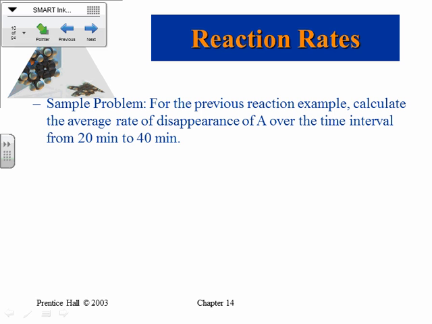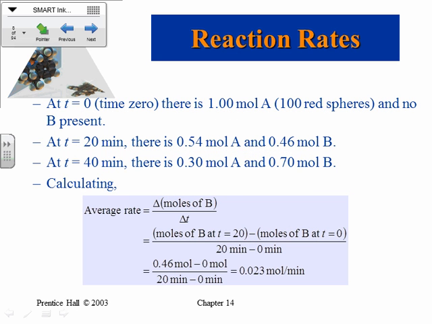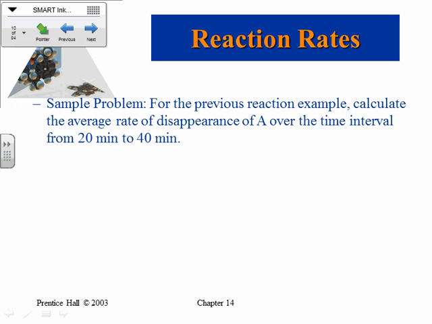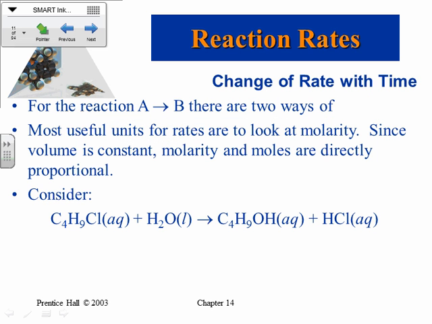So example problem here for the previous reaction, calculate the average rate of disappearance of A over the time interval from 20 to 40 minutes. Now again, this isn't hard. From 20 to 40 minutes, we're calculating the disappearance of A, right? So we would take the 0.30 minus 0.54, because you need a negative number there. And then you divide that by the time, which is 20 minutes. That would give you your rate. I'm pretty sure that is a sample problem in the book, so I won't go over that one because, again, I want to make sure we get through everything here.